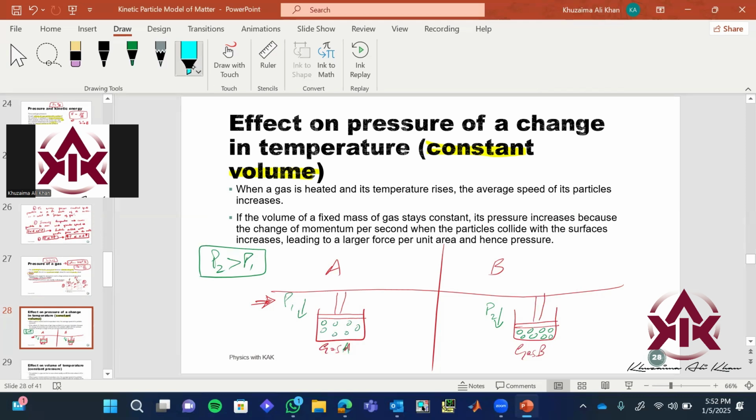First of all, let's read the content. What is the content saying? So when a gas is heated, its temperature rises, the average speed of the particles increases. If the volume of a fixed mass of a gas stays constant, its pressure increases because the change in momentum per second when the particles collide with the surfaces increases, leading to a larger force per unit area and hence pressure. Okay, so either way is fine over here.